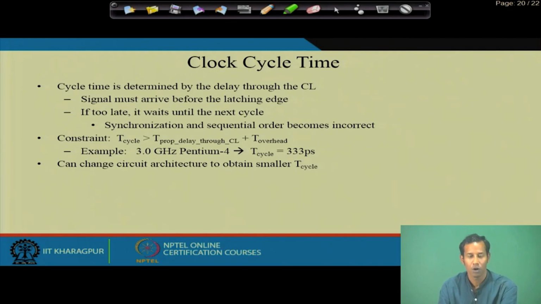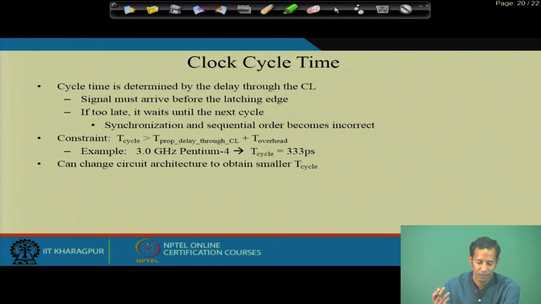So how we calculate the cycle time depends upon the propagation delay through the combinational logic plus the T overhead. What is the T overhead? T overhead is the delay for the registers. In registers also there will be a delay associated; it is not that the registers are delay free. The register itself contains some delay. So that delay plus the combinational delay, both delays basically define the cycle time.